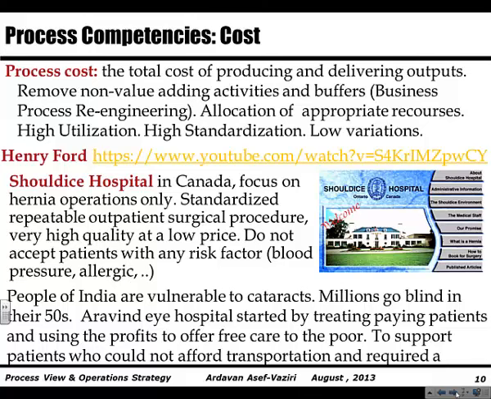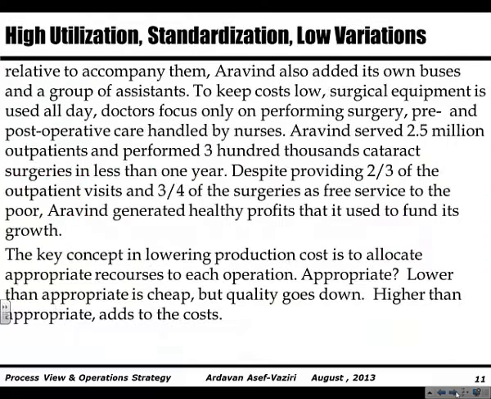People of India are vulnerable to cataracts. Millions go blind in their 50s because they cannot afford surgeries. Aravind Eye Hospital started by treating paying patients and using the profit to offer free care to the poor. But some people still could not afford to come to the city, pay for transportation, and also they needed someone to be with them. To support these patients, they created their own bus system and their own assistants, which go to the villages and pick up those people and bring them to the hospital.